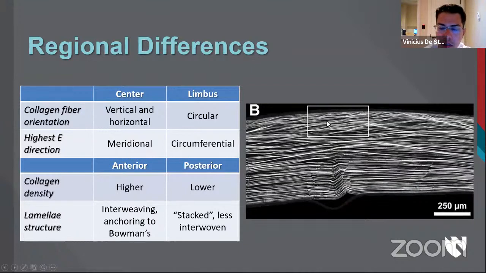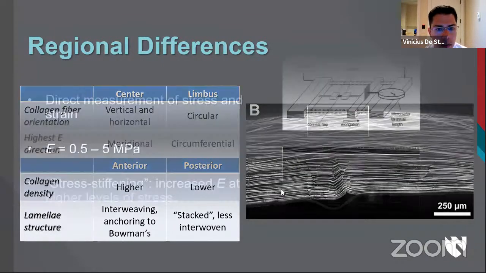So you can see that in the anterior part, there's higher collagen density, and there is a lot of interweaving between those fibers, and also most of them are anchoring at the Bowman's layer. And in the posterior cornea, this interweaving is less. The lamellae are more like stacked, and that tends to have less resistance to any disturbance. So this is why the anterior segment of the cornea is the one responsible for most of its tensile strength, because of the way these collagen fibers are structured. Okay, this is why we have what we have.